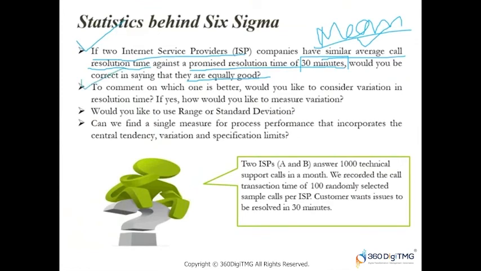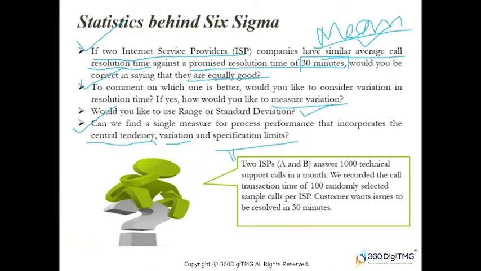To comment on which one is better, would you like to consider variation in resolution time as well? Yes. If yes, how would you measure the variation? Would you be looking into the range or standard deviation? Which one do you think makes sense for you? Can we find a single measure for process performance that incorporates central tendency, variation, specification limits, everything in a single shot? Can we do that? Answer is yes. Boxplot is an example for that.